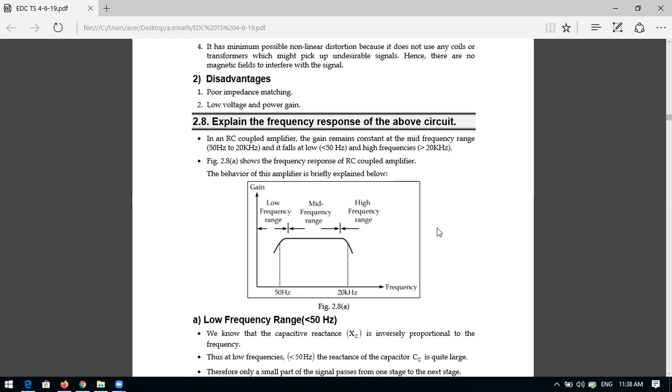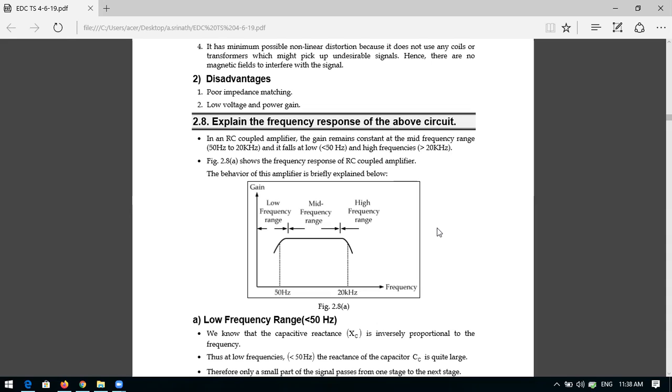Next, what is the frequency response of the circuit? What is the definition of frequency response? Define. What is the frequency response? The curve drawn between voltage gain and signal frequencies, sir. Good. Frequency versus gain. It is a curve or characteristic drawn between frequency and gain.